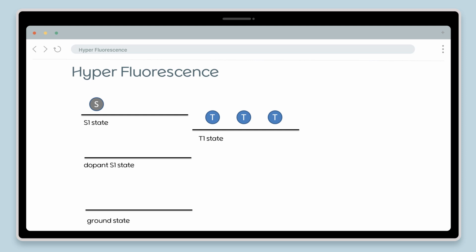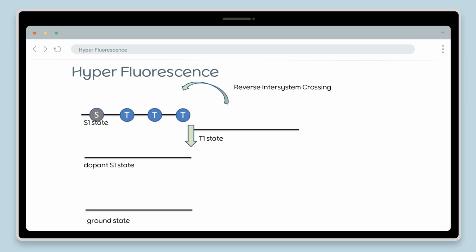Hyperfluorescence, like TADF, moves triplet to energy level S1. And the triplet moves from S1 through dopant S1 to the ground state. Light occurs between dopant S1 and ground state. The color of the light generated in this way has high purity.